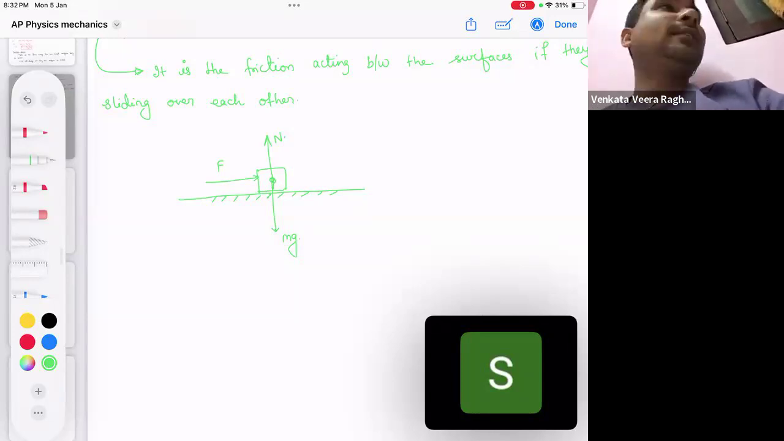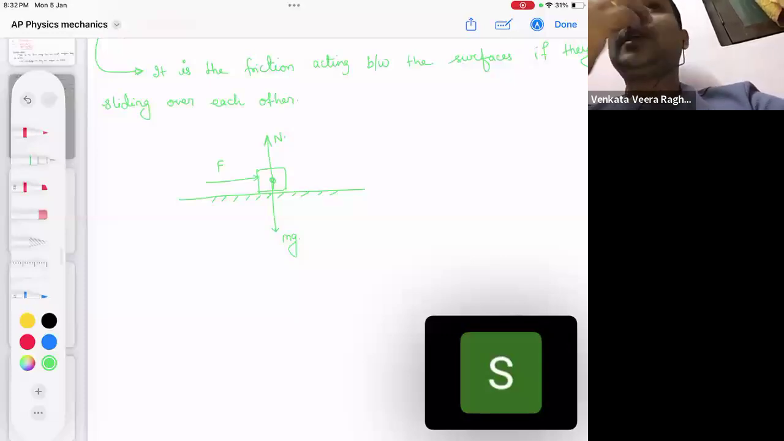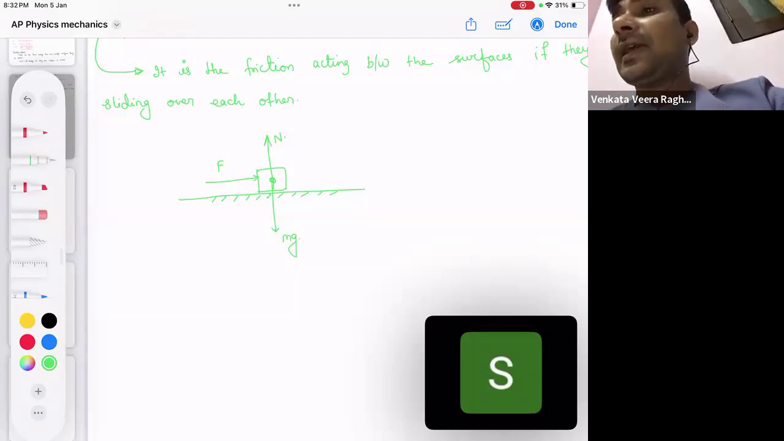Is that clear? Same example: you see that when you apply force on a table, it slides. But if you apply the same amount of force on the almirah, will it slide? No. Why not? Because a different amount of static friction can act there.